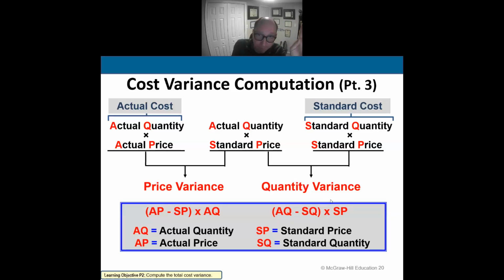So to recap, the cost variance has two other variances within it, and those are price variance and the quantity variance. Price variance is the actual price minus the standard price. Now we multiply that by the actual quantity. And then the quantity variance is the actual quantity minus the standard quantity. And then we multiply that by the standard price.